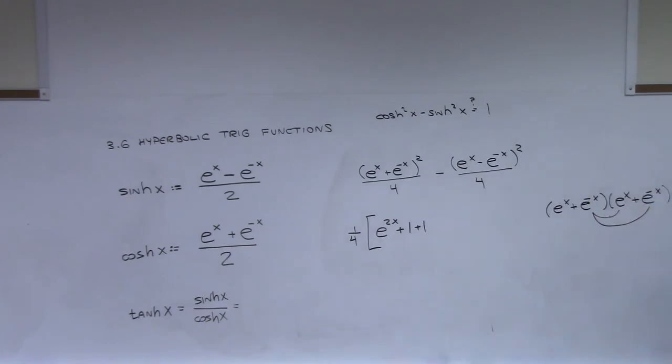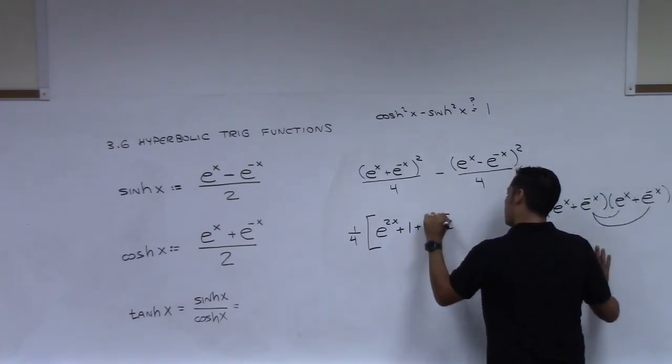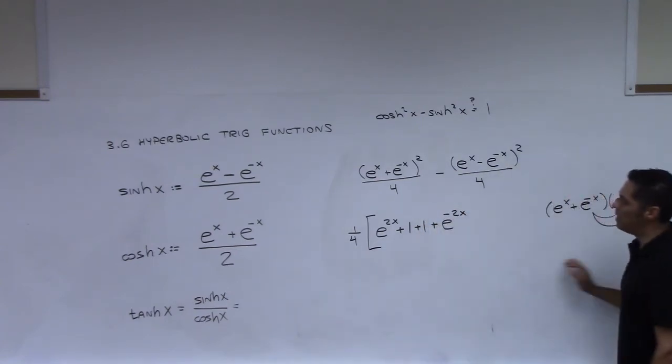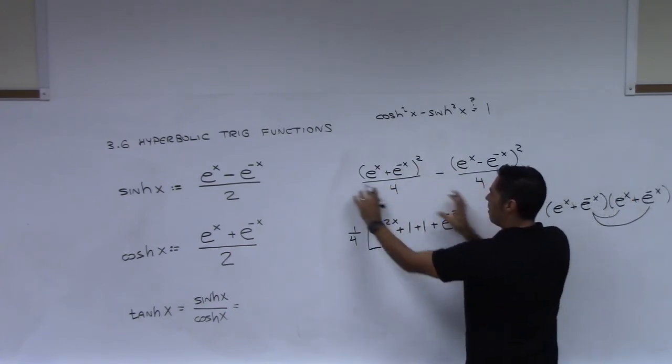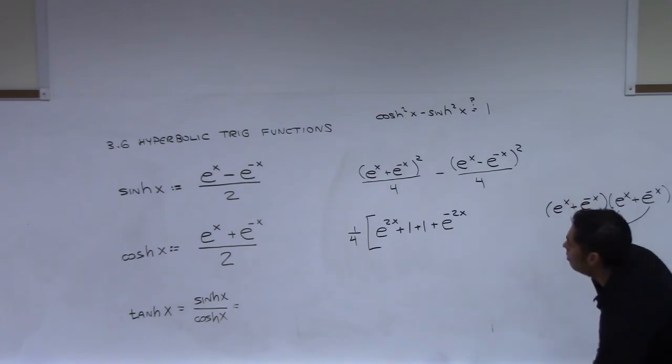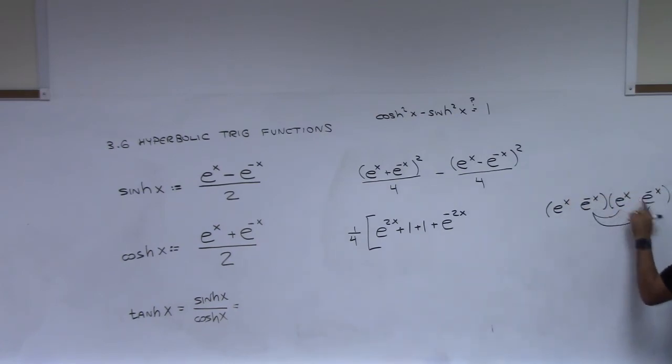So it'll be e to the negative 2x. Agreed? And it's plus. So plus e to the negative 2x. All right, that's what happens when we expand this one out. And remember, we've pulled the 1/4 out, right? So let's square the other one. The only difference is it's going to be minus and minus, right?